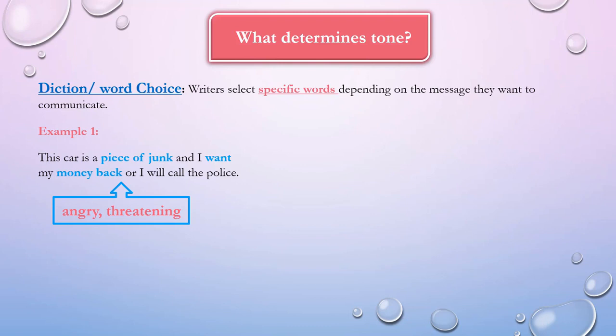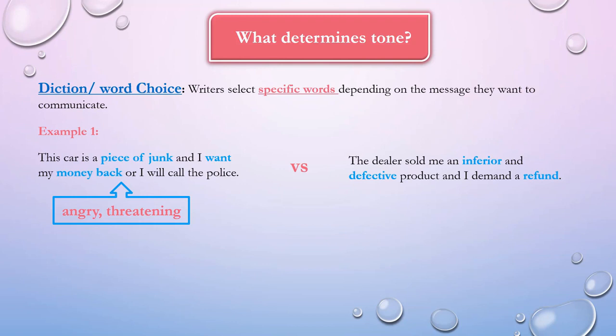Let's see another example, which is in contrast with the first one. So here we are in the same situation, but here the language is different. The dealer sold me an inferior and defective product, and I demand a refund. Refund means that he wants his money back. So here, if you notice the words in blue, they are different from the words in example 1.